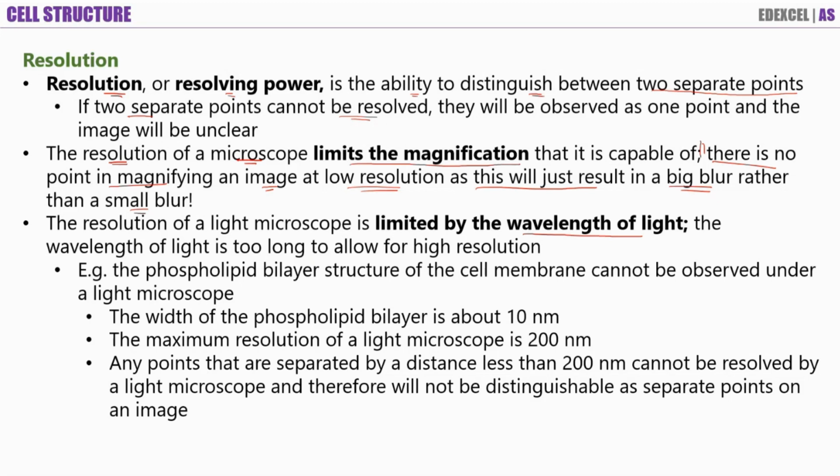Um, 90-ish? I'm not too sure. For visible light, what is the wavelength? I don't think we did this.